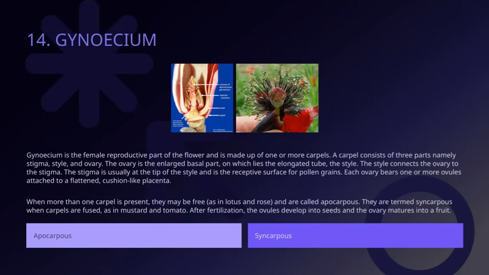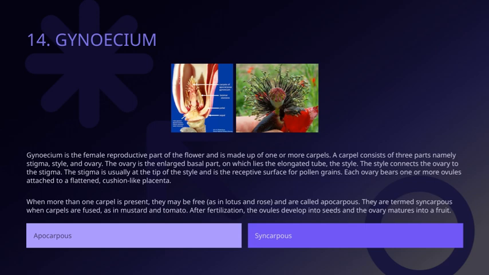Let's explore the differences between syncarpous and apocarpous gynoecia. When a flower has more than one carpel, these can either be free or fused. If the carpels are free, as you see in lotus and rose, we call that apocarpous. On the other hand, when the carpels are fused together, as in mustard and tomato, we refer to that as syncarpous. After fertilization, the ovules inside the ovary develop into seeds, and the ovary itself matures into the fruit. This process is crucial because it connects the reproductive structures to fruit development, which is vital for seed dispersal.